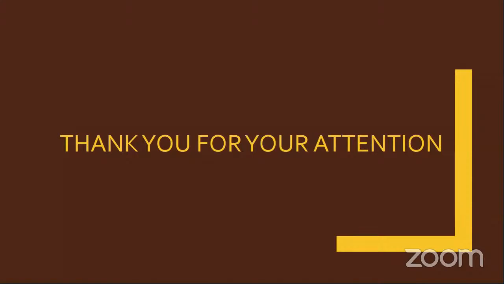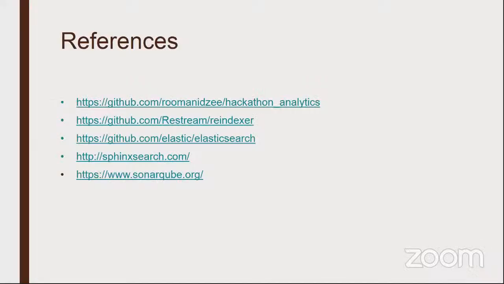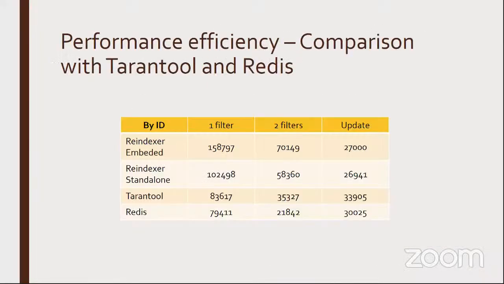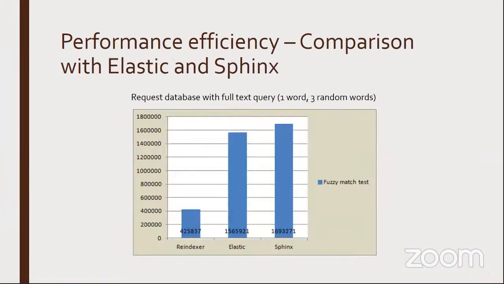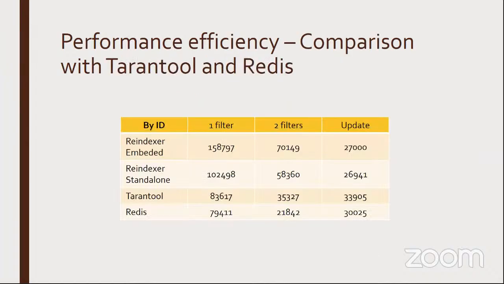Okay, I'll try to answer. First of all, we compare in different categories. We compare with Redis and Tarantool as in-memory cache, so it's a similar solution, a near competitor. And we compared with Elastic and Sphinx because they're tools that allow you to make full text search. You can see that in these two different categories, the reindexer is much faster.